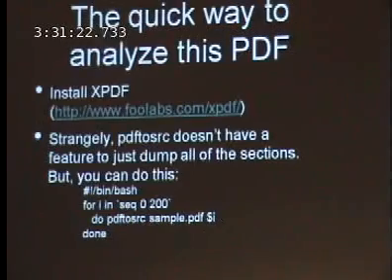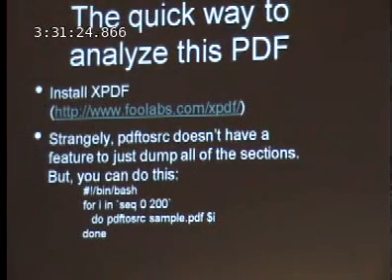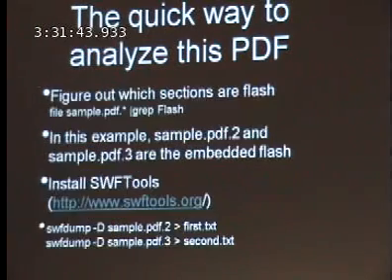And so the really quick way, if you want to analyze the PDF, is to install XPDF, and there's a tool that comes with it called pdftosrc that lets you dump each of those little sections out of the PDF. And strangely, it doesn't do all the sections at once. It just does them one at a time, so you can just do something like that. And then figure out which one's the Flash file.